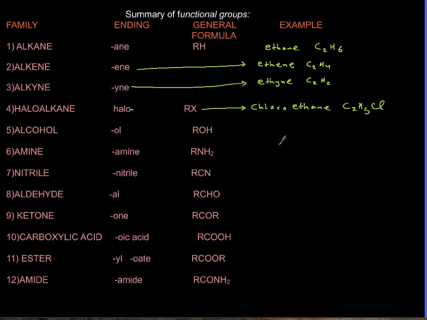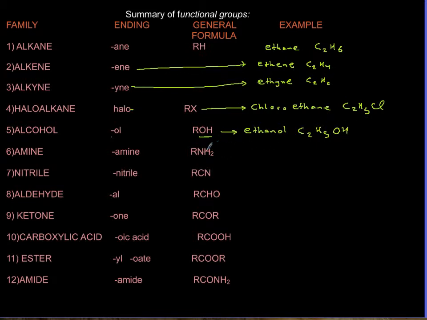So chloroethane, for example. Alcohols end in hydroxyl group and have ol as a last name. So two-member carbon with an OH is ethanol, C2H5OH.